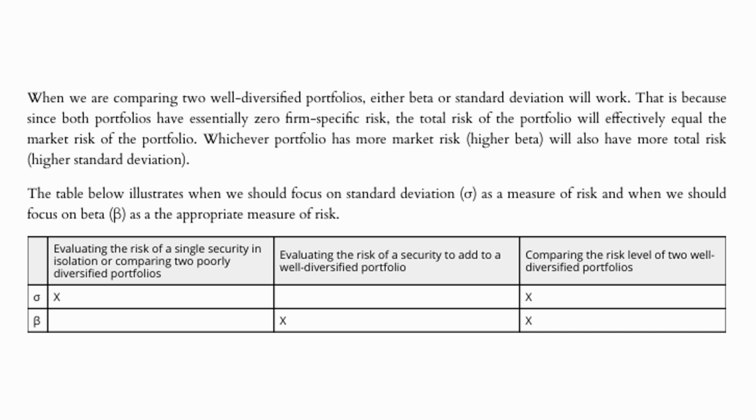So if you're evaluating the risk of a single security in isolation or comparing two poorly diversified portfolios, use standard deviation. If you're evaluating the risk of a security to add to a well-diversified portfolio, use beta. Comparing the risk level of two well-diversified portfolios, you can use either one.